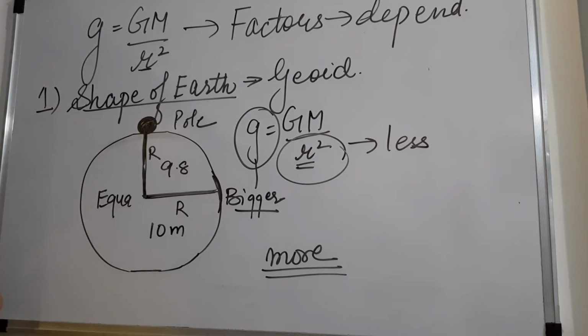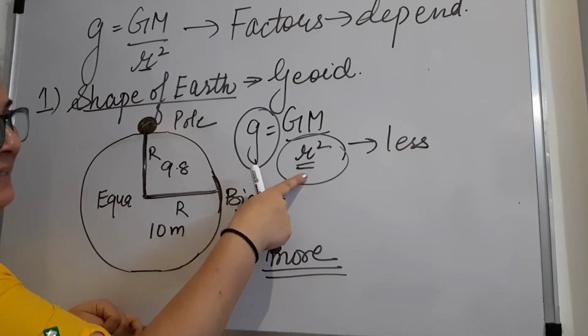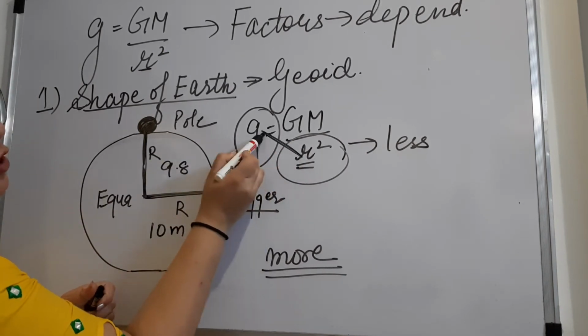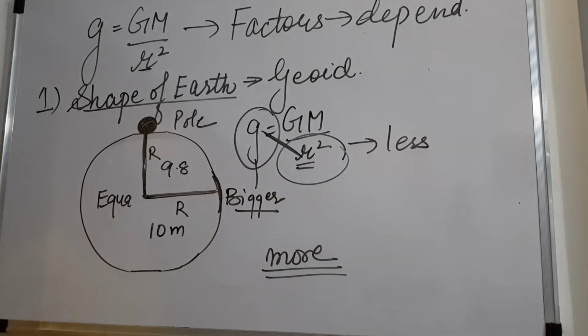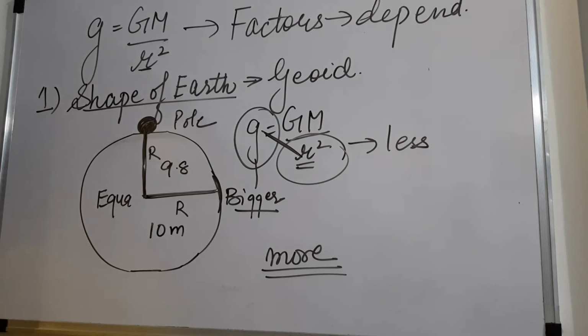Why? Because if somebody is standing on the pole, value of R will be less, and if R is less, g will be more, as they are inversely proportional to each other. Similarly, if you are on the equator, R is more, so value of g will be less. So this is the first factor.